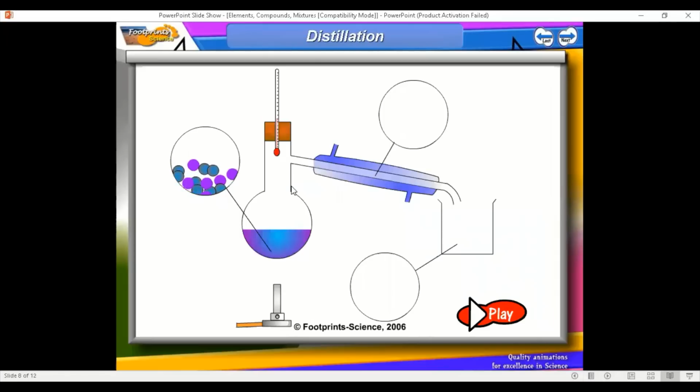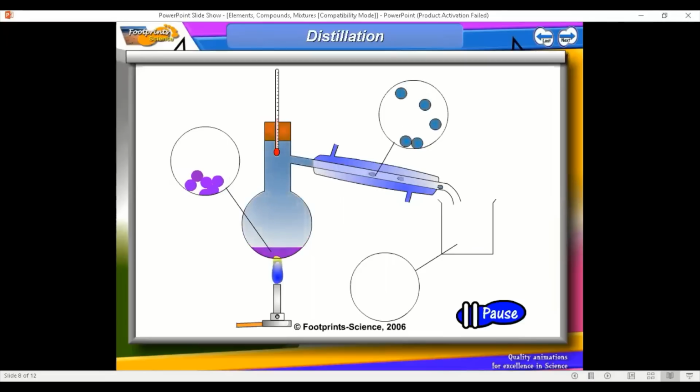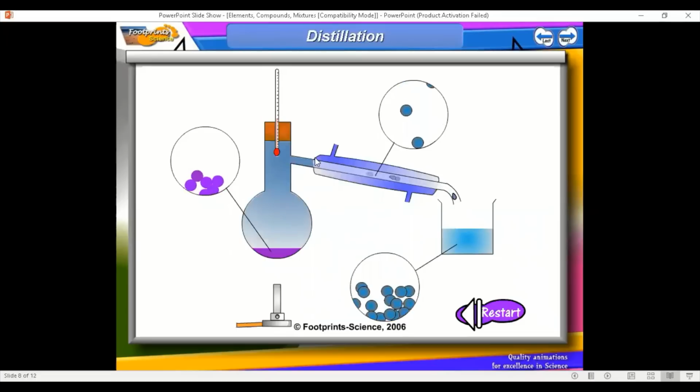This is called distillation. And this relies on the fact that liquids boil at different temperatures to each other. So if we look, press play. You can see that we have two different coloured mixtures here, the purple and the blue. The blue is being evaporated off, cooled, and gone back into a liquid. This one's been left behind at the moment. Look at this in detail. See the purple's being left behind, but the blue is evaporating off.